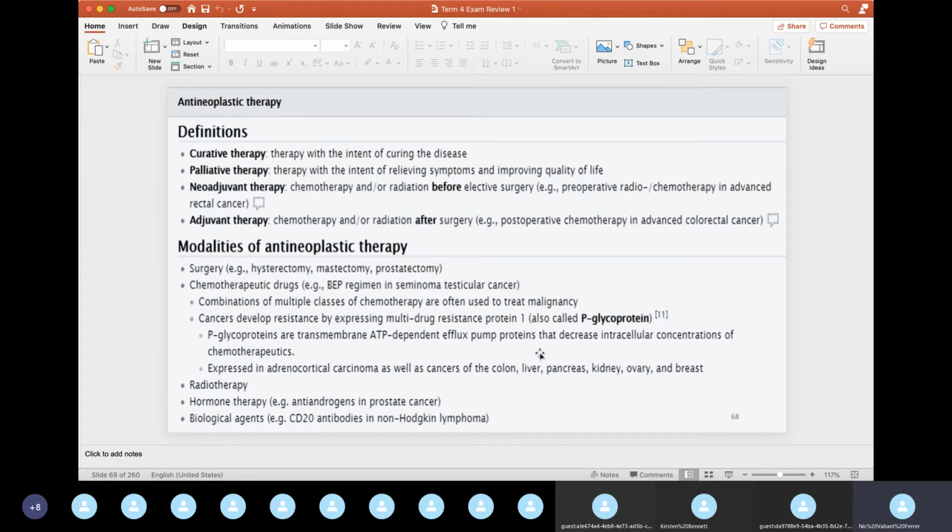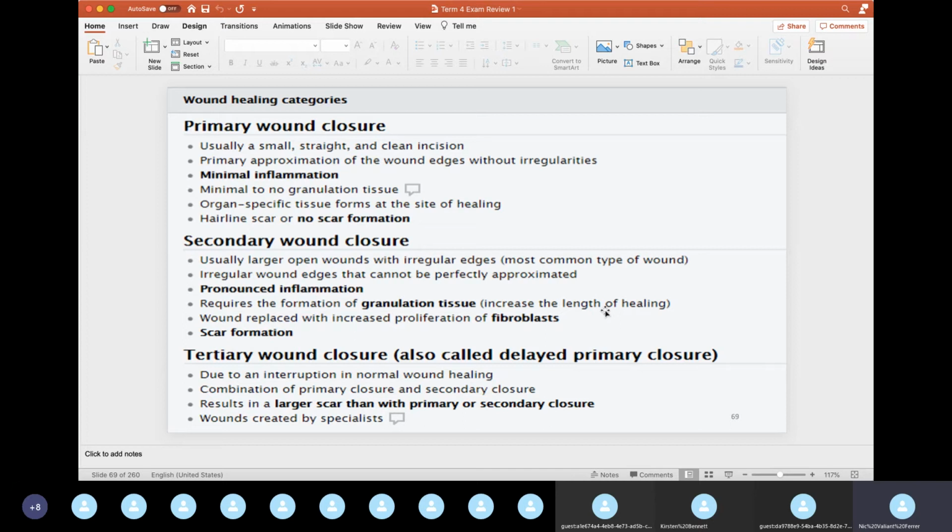Some anti-neoplastic therapy: you can have curative therapy, palliative therapy, neoadjuvant therapy, or adjuvant therapy. Do I need to know the difference? Yes. So curative, you need to cure the disease. You give a therapy to cure the disease. For palliative, you're just relieving the symptoms. Neoadjuvant, neo, before elective surgery. Adjuvant is after, A, or after surgery. So different kinds of modalities. You can read that. We're good so far?